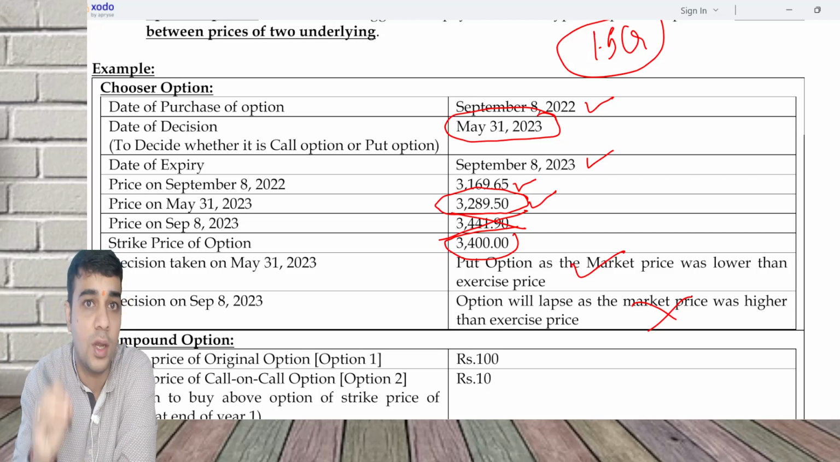I'm just telling you what is going to happen on the maturity date. One thing I can tell you is chooser option premium will be more than a normal option. Why is it more? Because it gives you more flexibility. Any doubts on this?